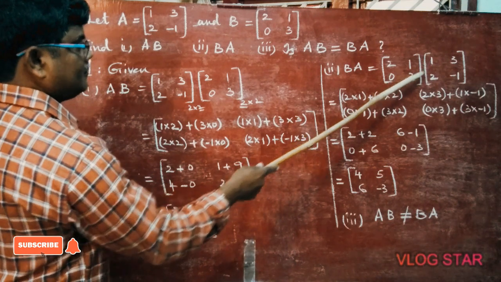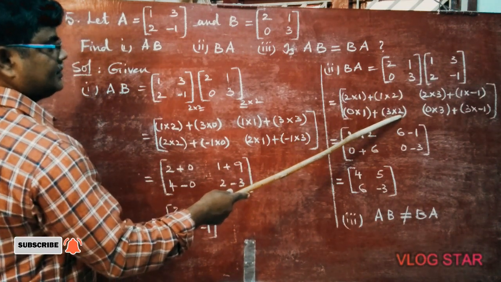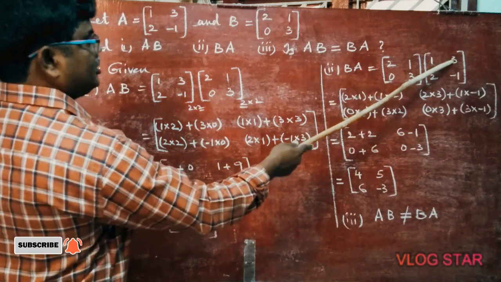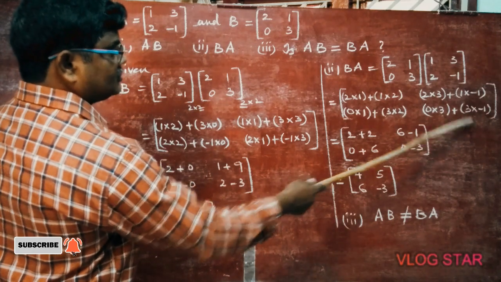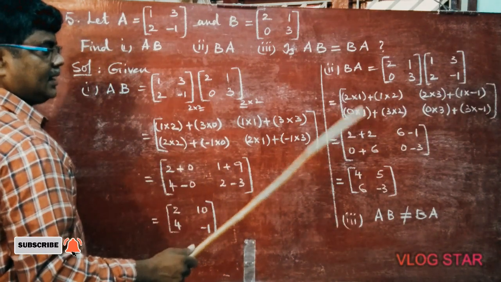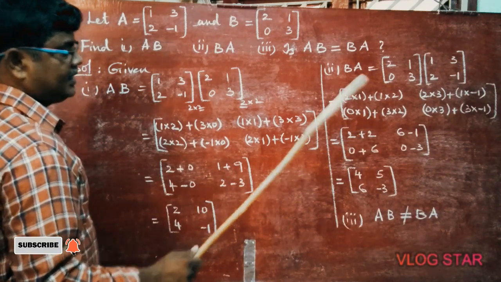0 into 1 plus 3 into 2. This is the third element. Fourth one: 0 into 3 plus 3 into minus 1. So be careful. Again and again I'm telling you: signs, symbols, numbers, be careful.